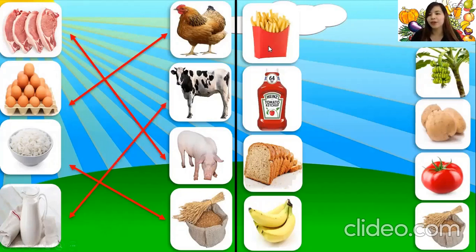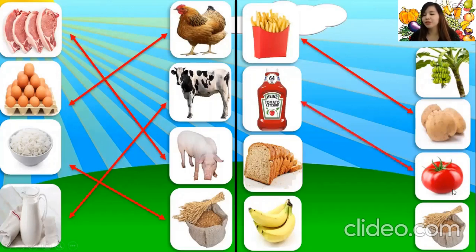So let's go now to this part. So we have the fries. Where do fries come from? Do they come from banana, potato, tomato, or wheat? It comes from the potato. Very good. How about the tomato sauce? Where does it come from? Banana, tomato, or wheat? It comes from tomato. How about the bread? Where does bread come from? Does it come from the banana or the wheat? It comes from the wheat.